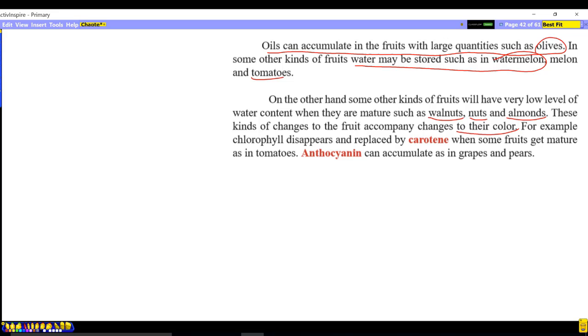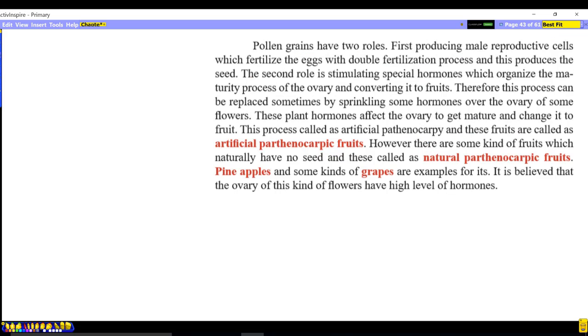The color of fruits, which is provided by chromoplast, depends on the chemical materials which are stored in their stroma. For example, chlorophyll disappears and is replaced with carotene to give red color to the tomato, or the chlorophyll green color is replaced with anthocyanin to give yellow color to the grape, or in some pears, maybe apples or banana.